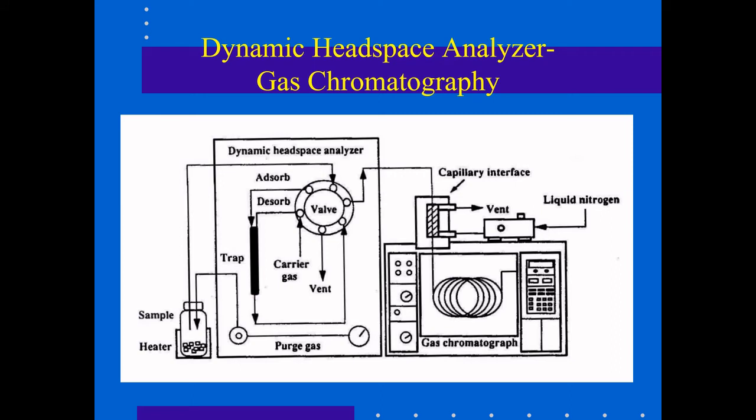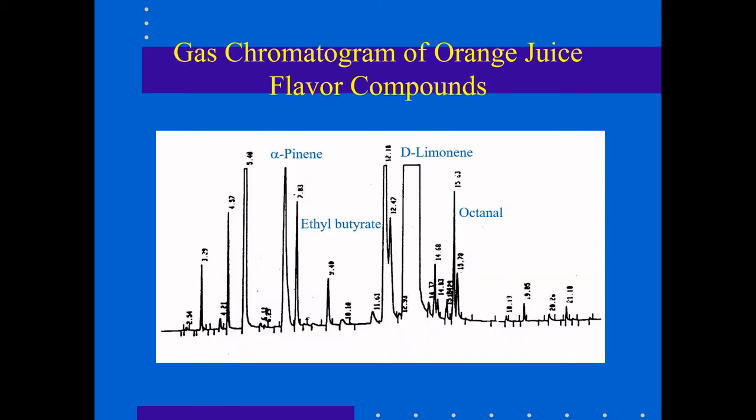So this is a figure showing a dynamic headspace analyzer gas chromatography. I don't have to go into detail of this. You have covered this under a different subject. Now this figure here shows the GC, back to the second case study just now.